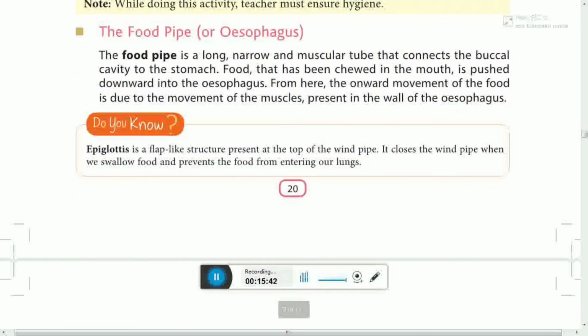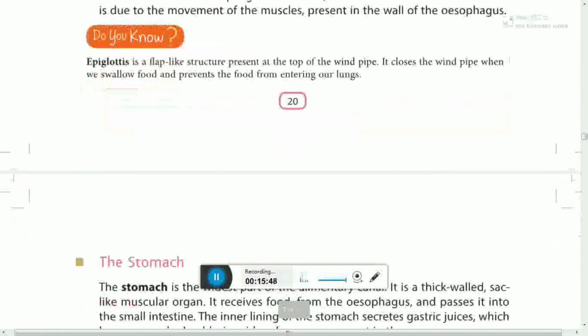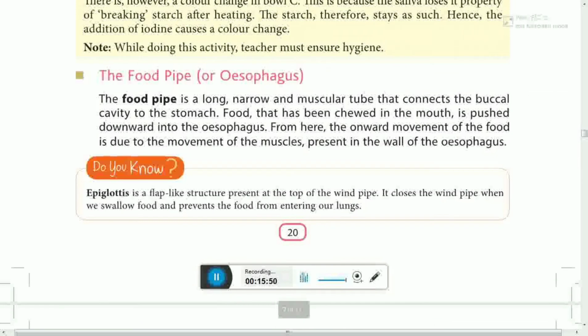Next is the food pipe or esophagus. The food pipe is a long, narrow and muscular tube that connects the buccal cavity to the stomach. Food that has been chewed in the mouth is pushed downward into the esophagus. From here, the onward movement of the food is due to the movement of the muscles present in the wall of esophagus.